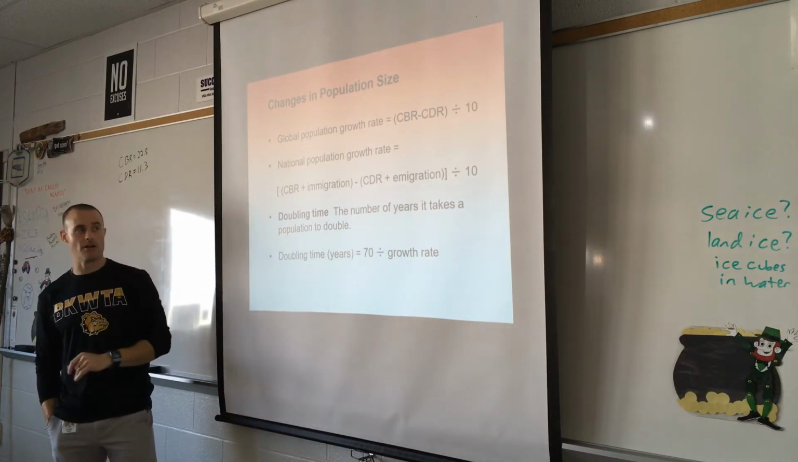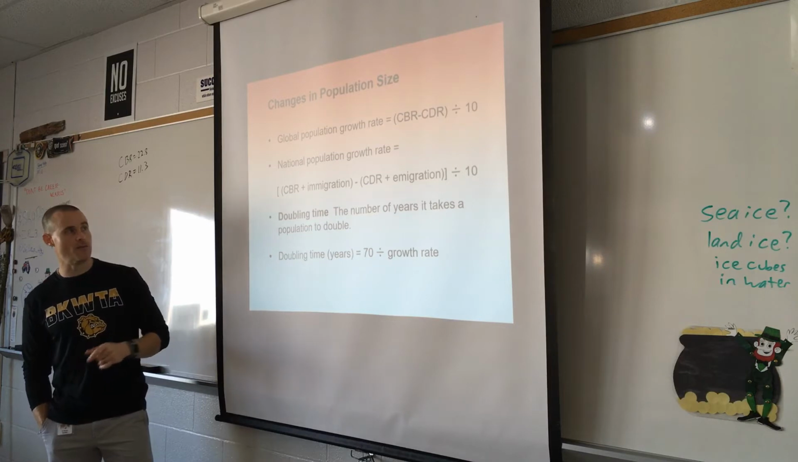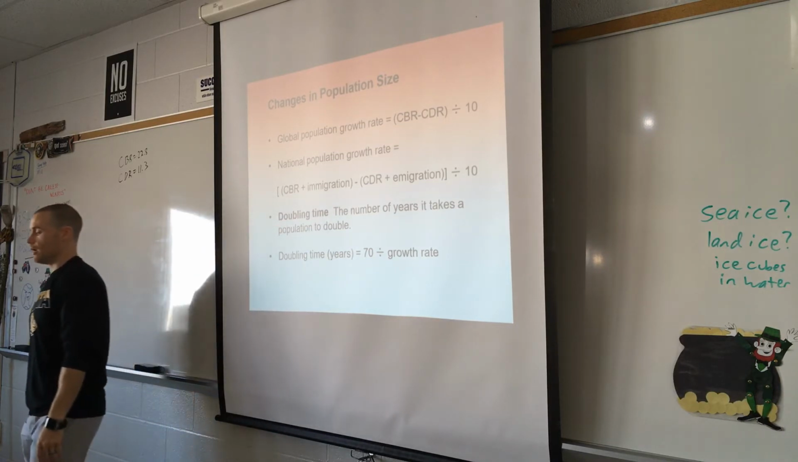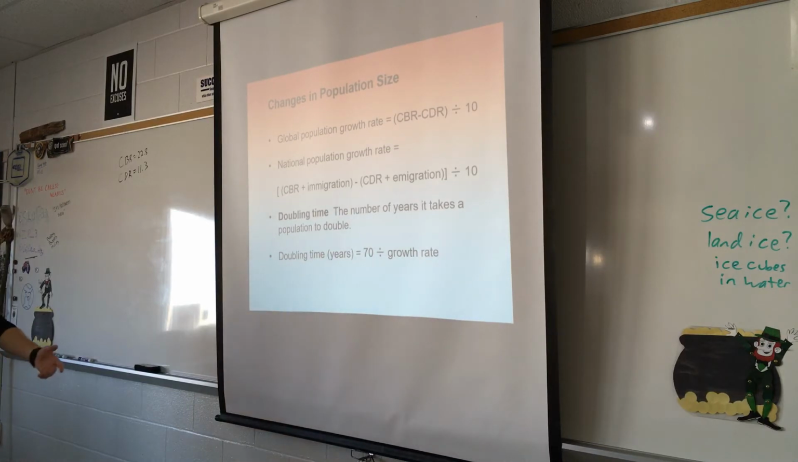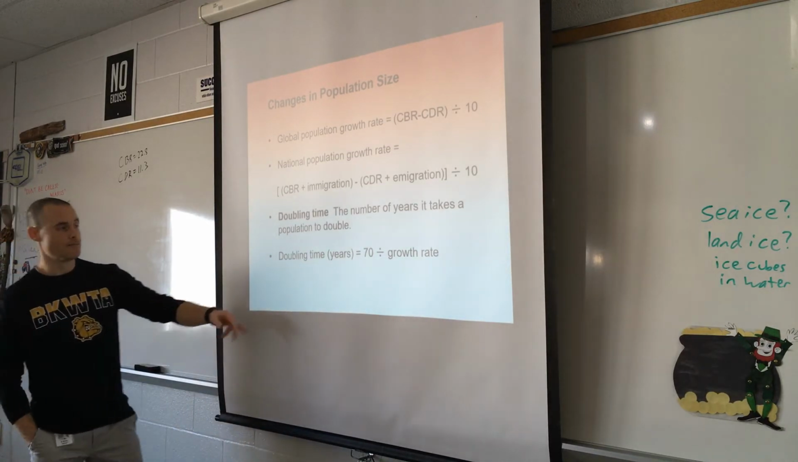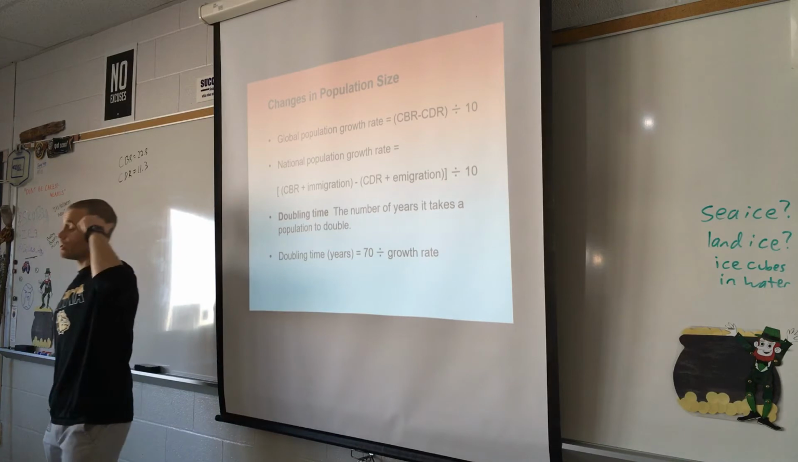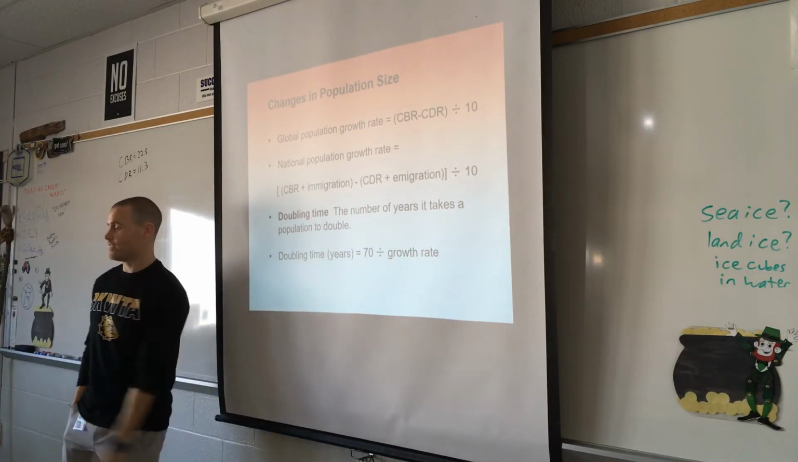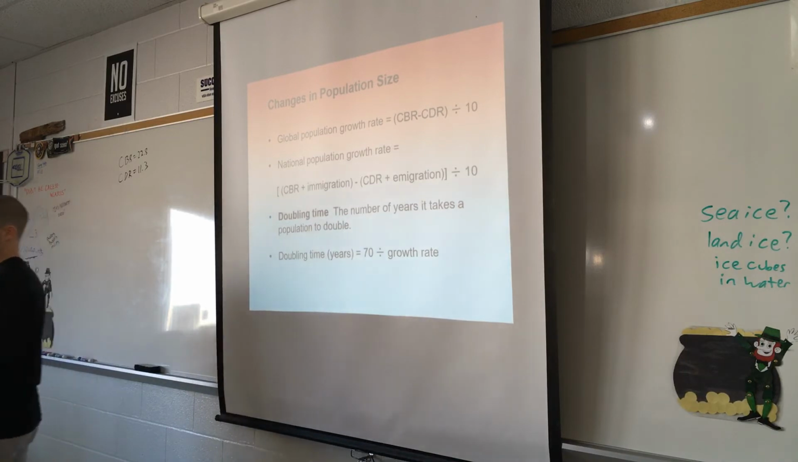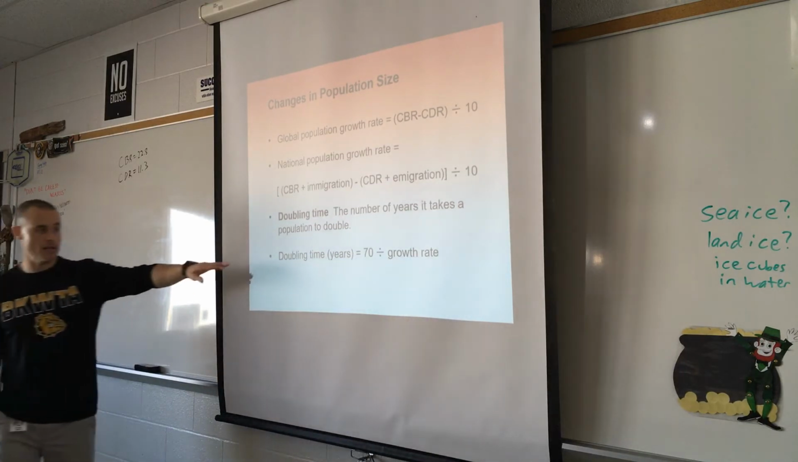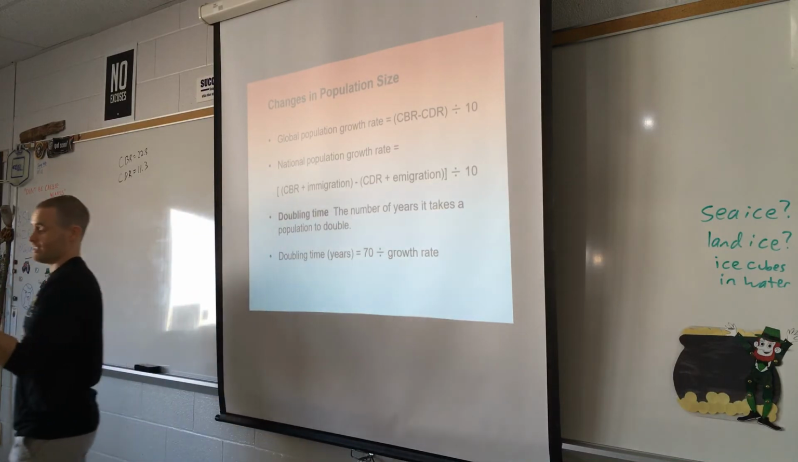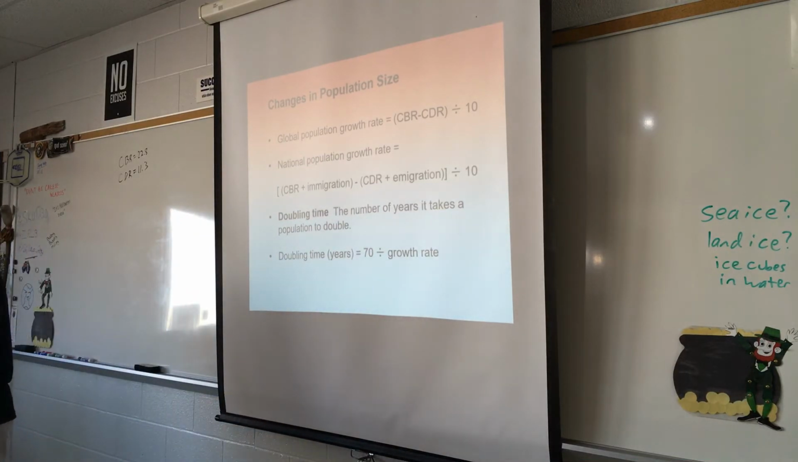CBR minus CDR divided by 10, that'll give you population growth rate. Now the doubling time is another equation, and it's very simple. 70 divided by what we just learned how to calculate. So this will be on the test from what everybody told me. So you do need to understand this equation. It's just two numbers. It's 70 divided by the growth rate.